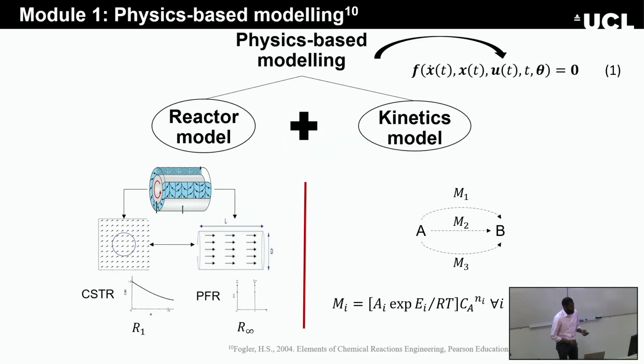So for us to have an idea of what a physics-based model looks like, there are 2 components. We have the reactor model and we have the kinetics model. In the reactor model, we are concerned about the reactor configuration.